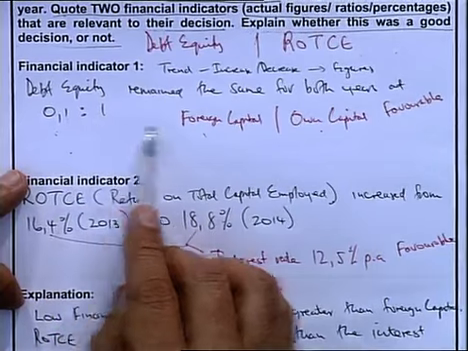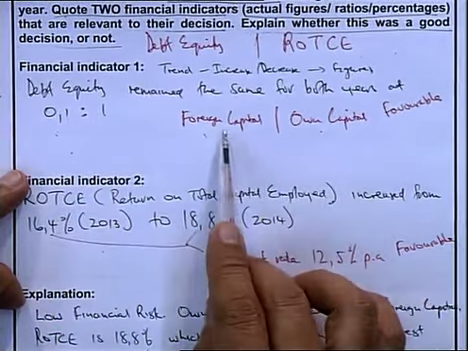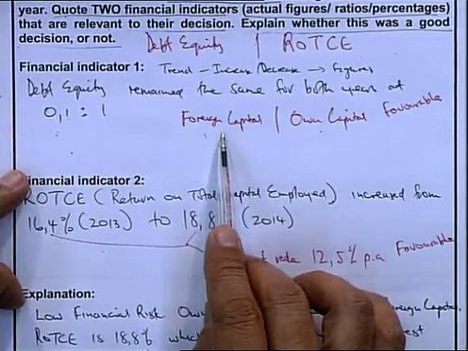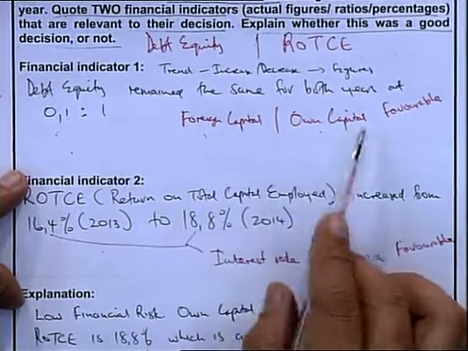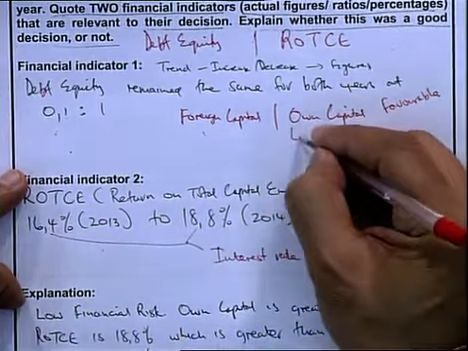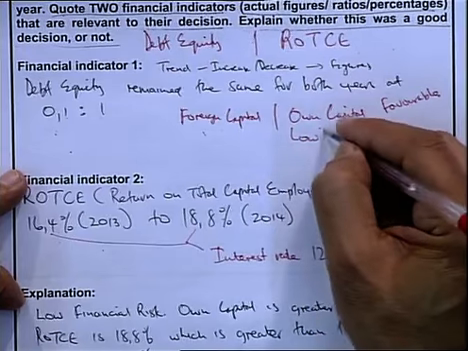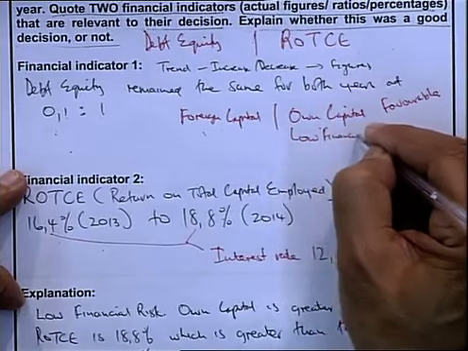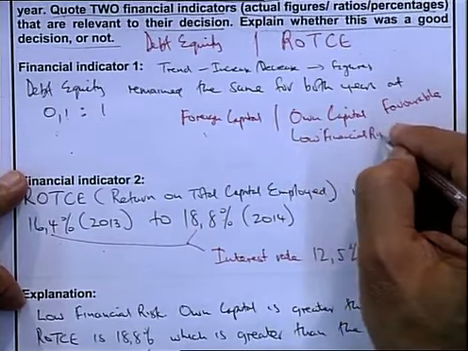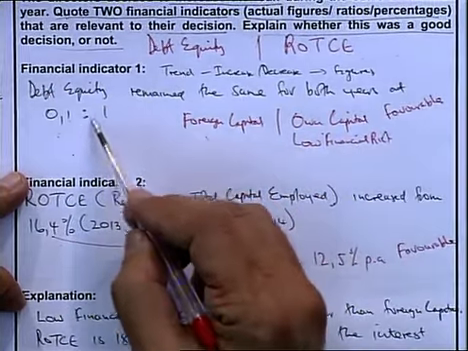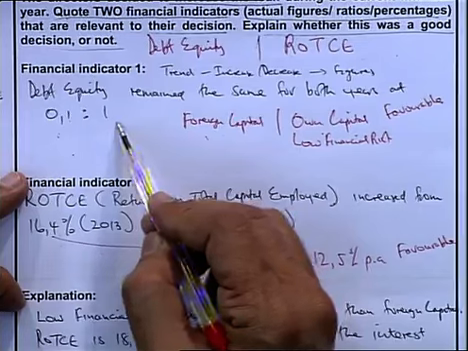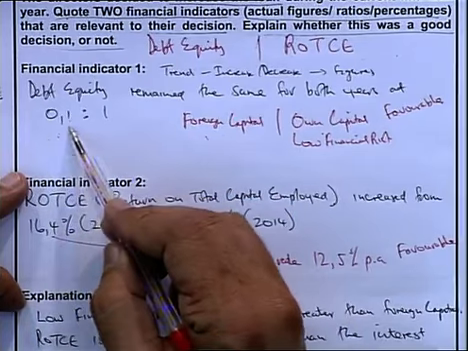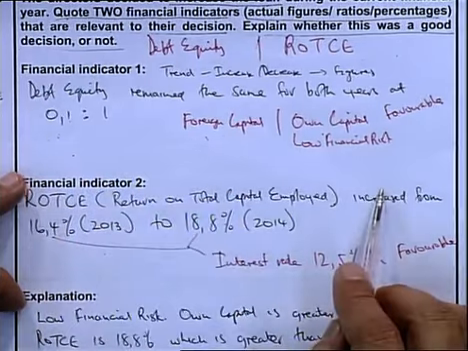Right? So our own capital is 1 and the foreign capital is a tenth, which means we're actually low financial risk. Okay? It's a low financial risk. Because we're mainly using, in most of the cases, our own capital instead of the money that we're going to borrow from the bank. Okay, so it's a low financial risk.